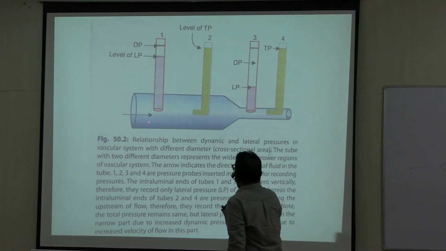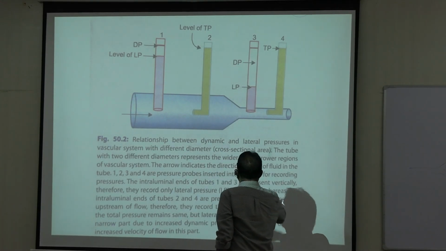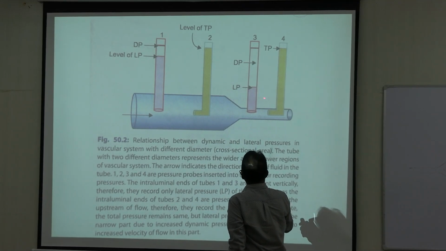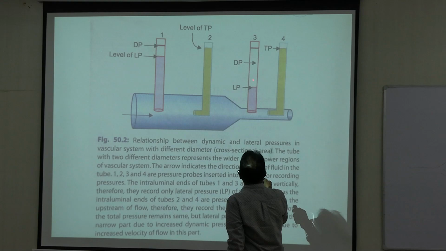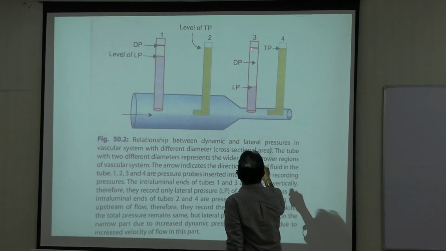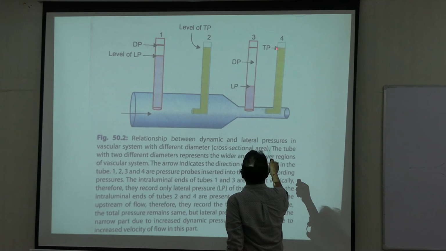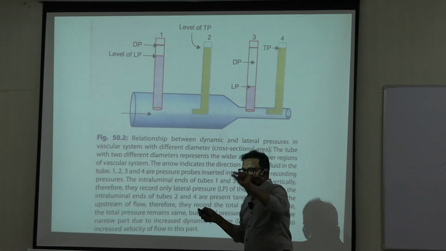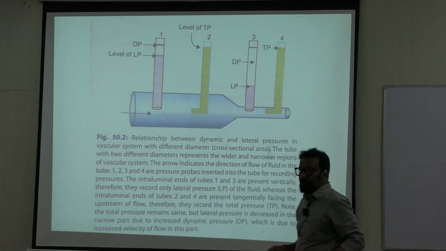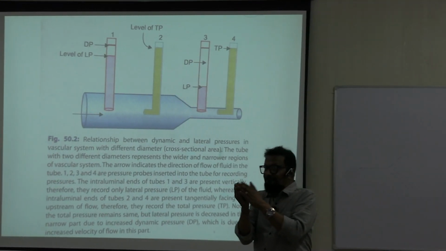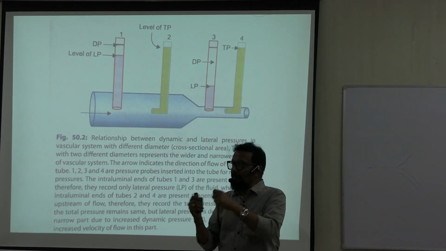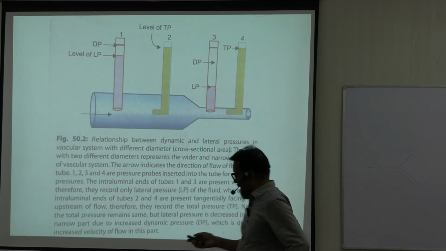Now when the blood enters from here into this narrow region, what happens? Velocity increases. Because of the increase in velocity, the lateral pressure comes down and the dynamic pressure increases. But the level of the total pressure remains the same. So what happens when there is narrowing of the blood vessel? Lateral pressure, meaning perfusion pressure, becomes less. Otherwise, the capillaries would have had tearing.